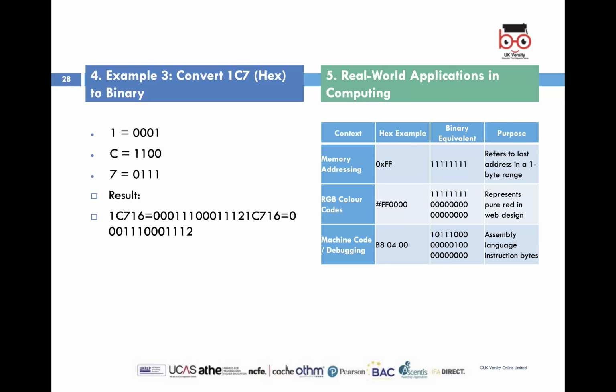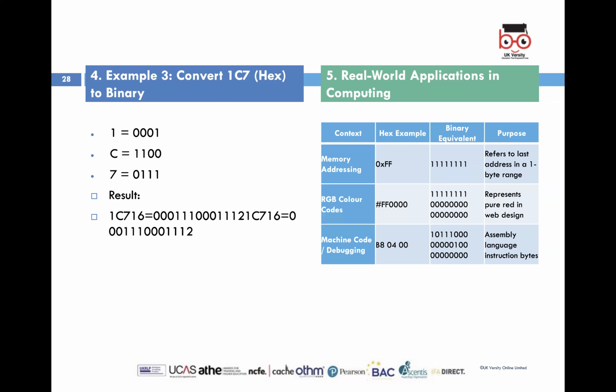RGB color codes. Example is hash FF0000. Binary equivalent is 1111 1111, 0000 0000, 0000 0000. And the purpose is to represent red in web design.